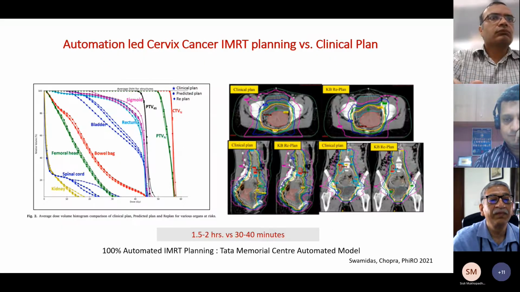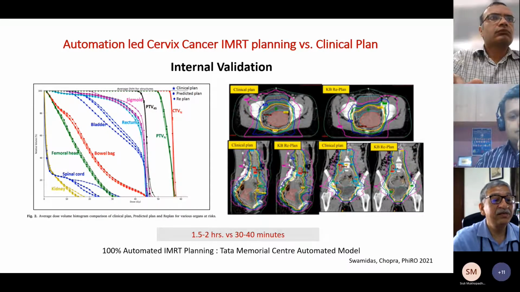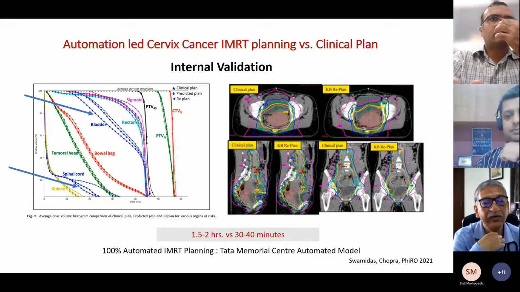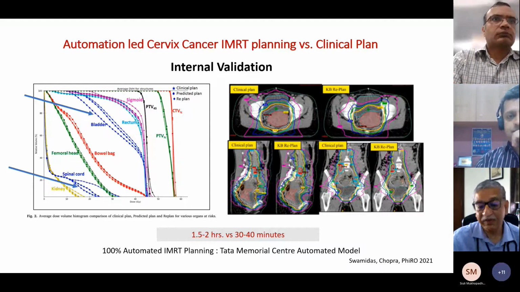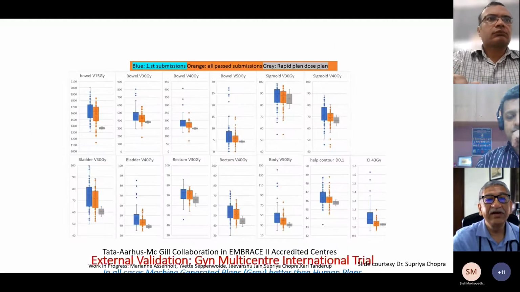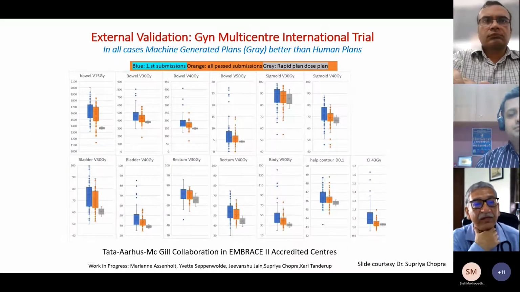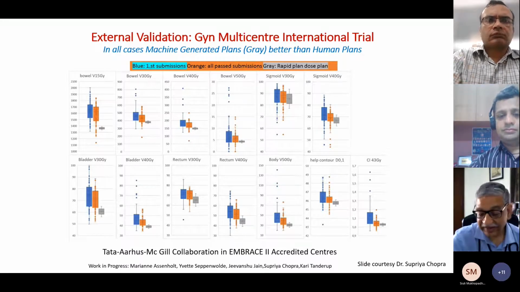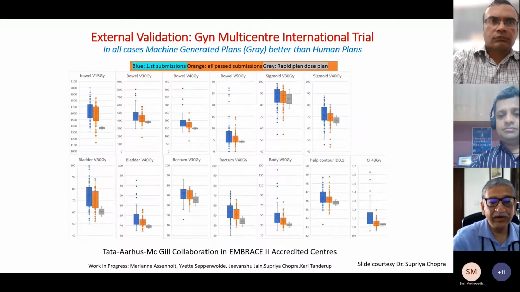This was the paper that was published. The automated plan was at least equal to, and in some instances for some organs, significantly better in terms of dose to the surrounding organs compared with the human plan. And this was the internal validation of this automated system. This was then externally validated in collaboration with Danish and Canadian colleagues. And you can see that in every single instance, the machine generated plans were better than the human plans in terms of dose to the surrounding organs.